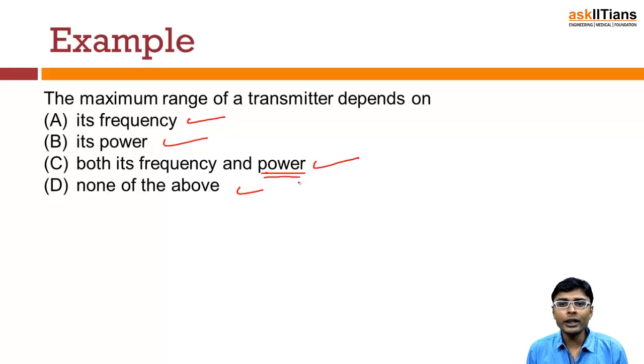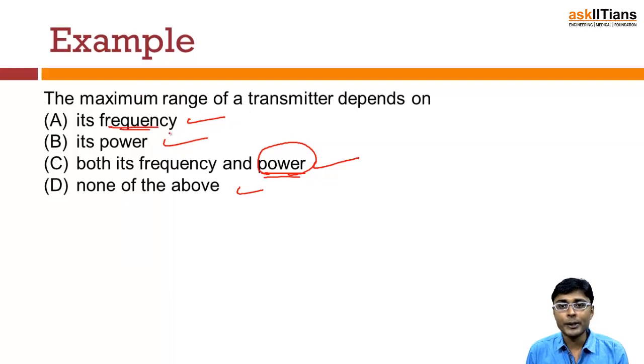If you think logically, the more power you send, the further the information will reach. Suppose I am speaking. If I speak loudly, my voice will reach a larger distance. That means if I give more input power, the distance of communication will increase. That means as the power increases, the maximum range also increases.